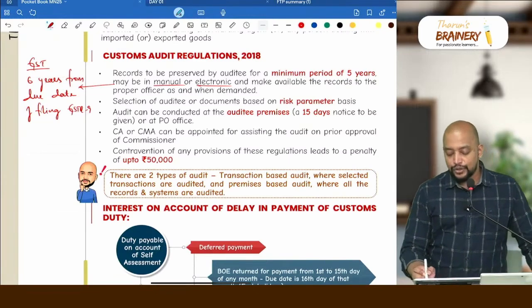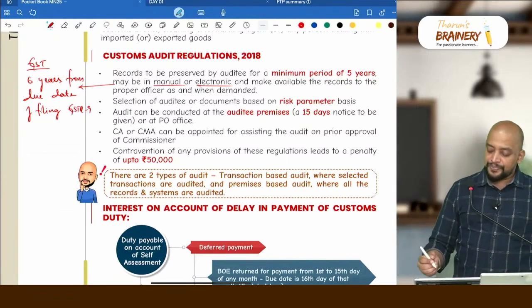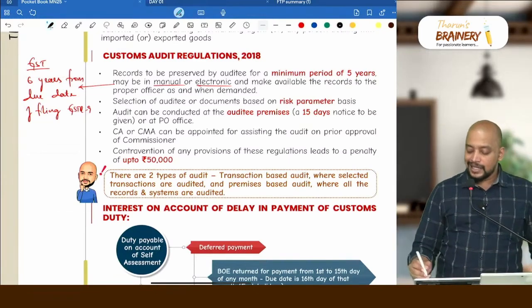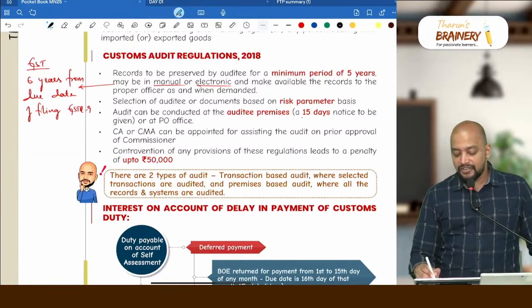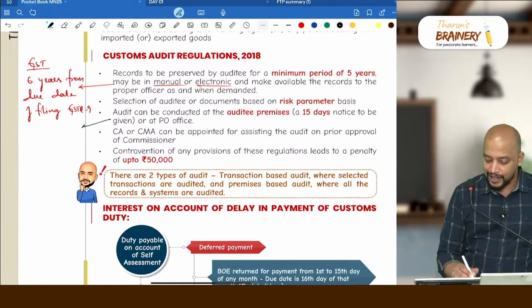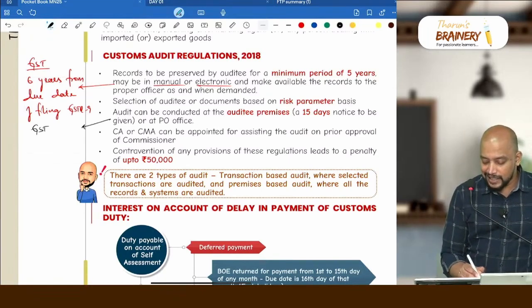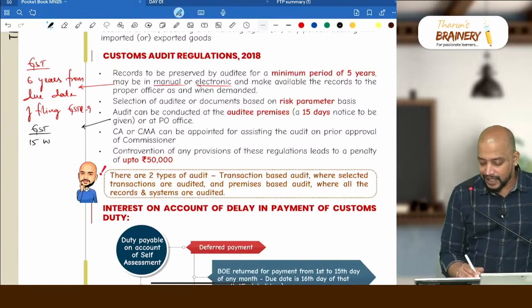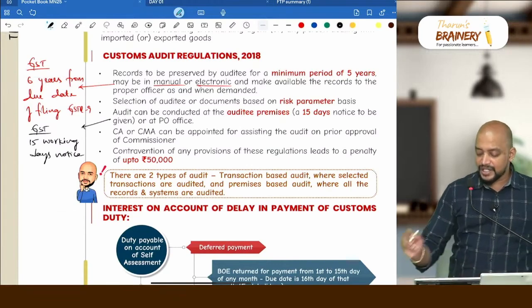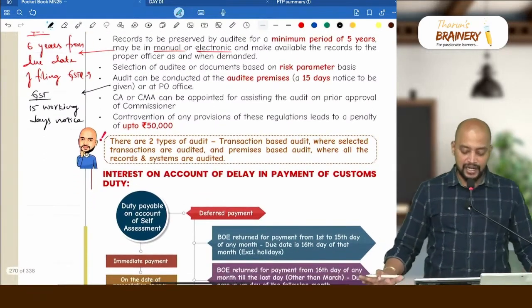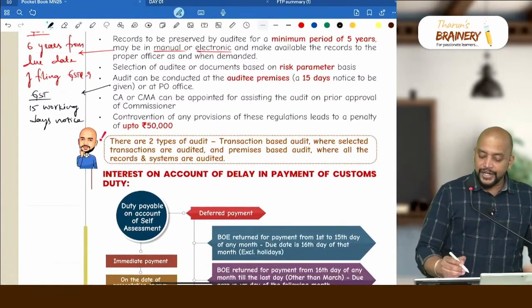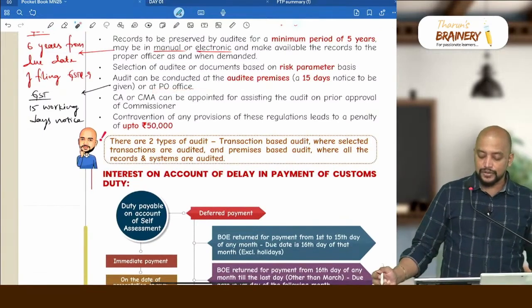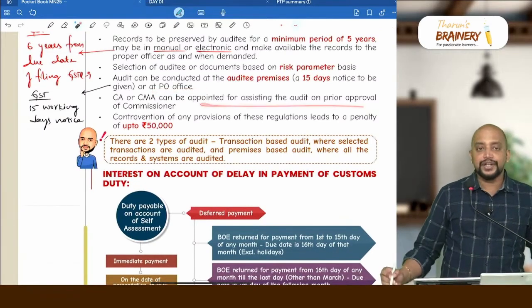A 15 days notice to be given, so 15 days notice, in GST it is 15 working days notice, okay. In customs it is 15 days, whereas in GST 15 working days notice. Or the audit can be conducted at the proper officer's office. CA/CMA can be appointed for assisting.